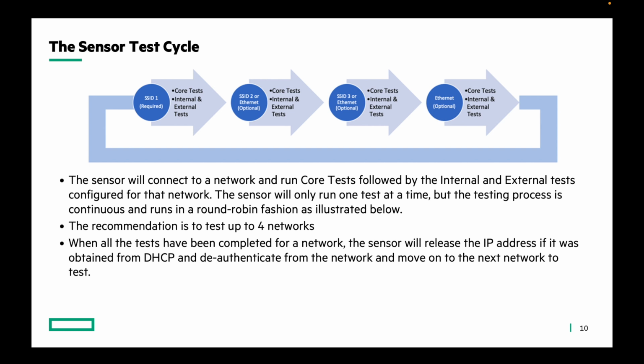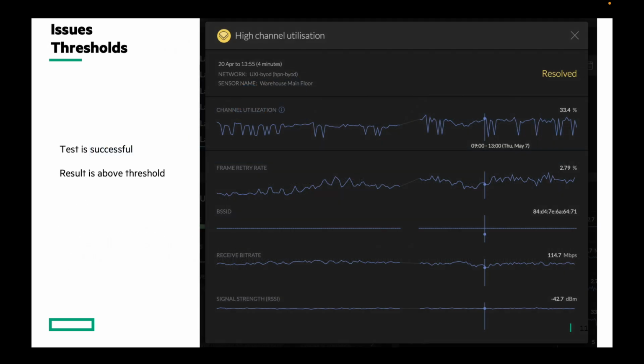And then it follows the same procedure for the second, third, and fourth. Once it's done testing the fourth network, then it will repeat. It comes back to the first one. So that's how our sensor normally works in the current environment where you deploy.